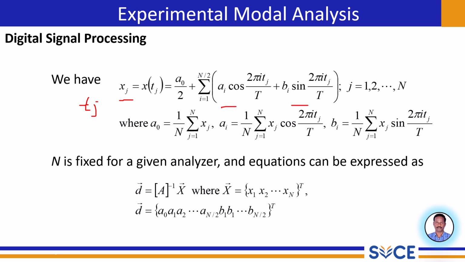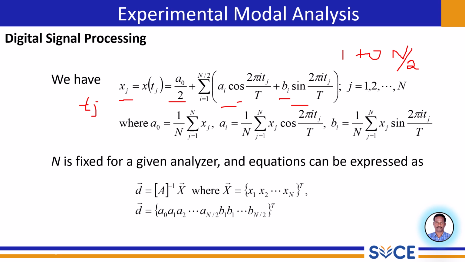A naught by 2 represents the DC component of the signal, otherwise the average value of the signal. The summation represents a series of cosine and sine waves with different frequencies. The frequencies of the sinusoidal components are given by i over T, where i ranges from 1 to n by 2, and T is the total time duration of our sample record. AI and BI are the coefficients that determine the amplitude and phase of each cosine and sine component respectively.